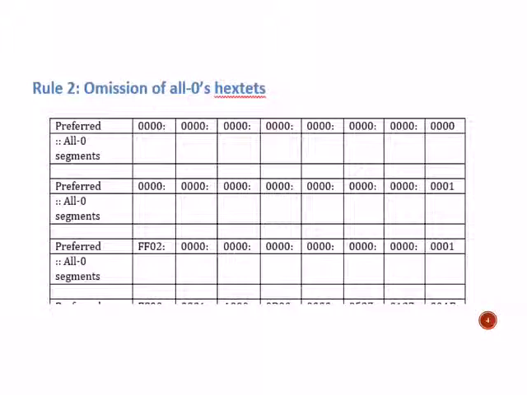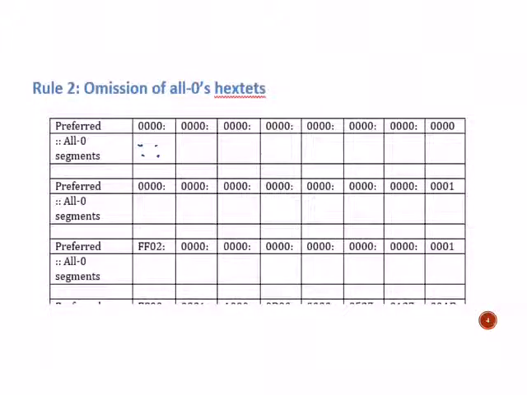Going to give you some examples of rule number 2. Omission of all zeros hextets. So if the entire hextet has zeros, I don't have to include that. When I look at the first one, they're all zeros. That one could be written simply as a double colon, and that's all you need to write.